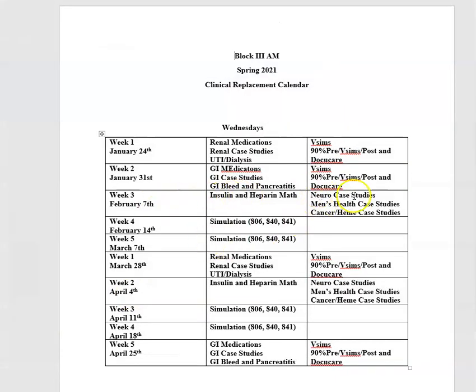So for week 3, we're also going to do neuro case studies, men's health and cancer hematology case studies. Again, I think that doing these case studies at home before you actually come to clinical replacement will probably take you about an hour or two. I think if you got your groups together and did them outside of clinical replacement, looking stuff up, helping each other out, it might actually work better and save you a little bit more time.